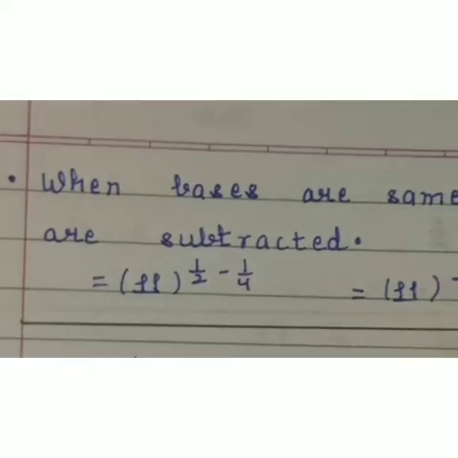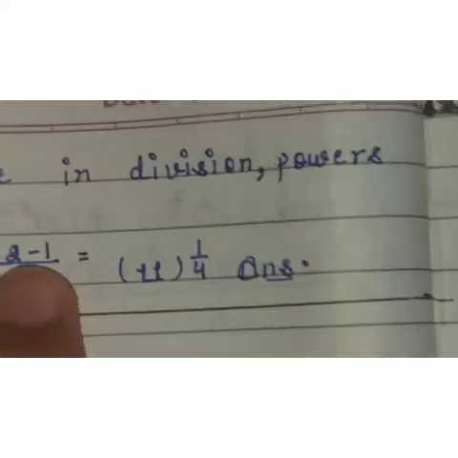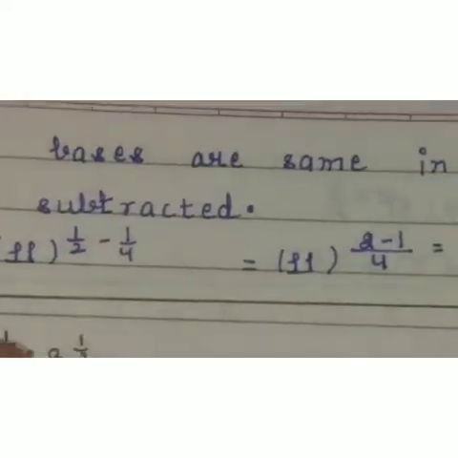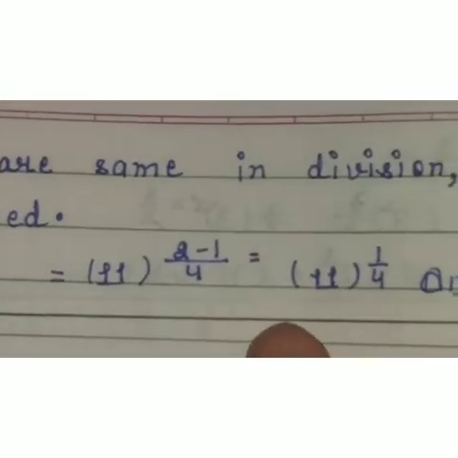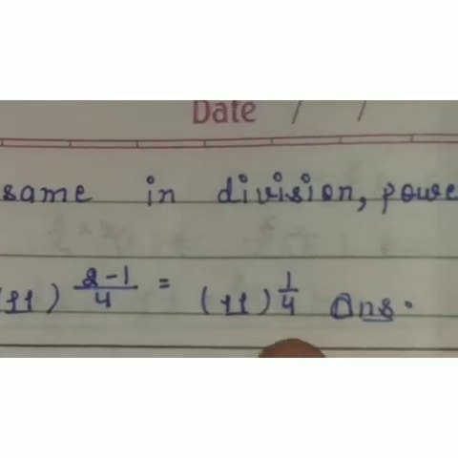See, we have written the statement here. When bases are same in division, powers are subtracted. So 11 to the power 1 upon 2 minus 1 upon 4. By taking the LCM, we get our answer as 11 to the power 1 upon 4.